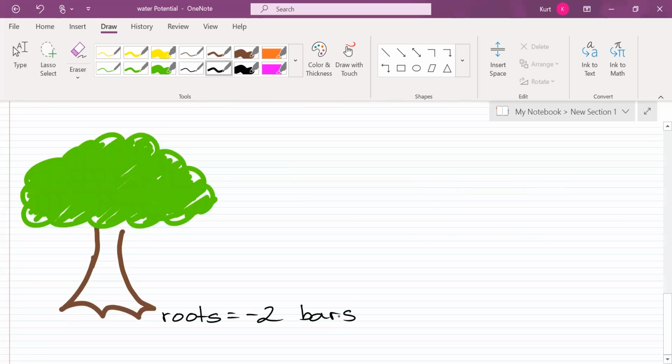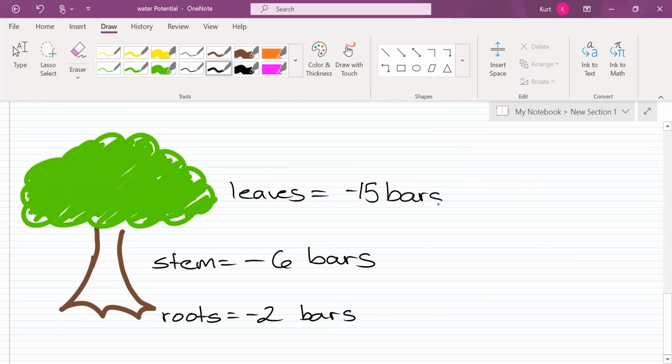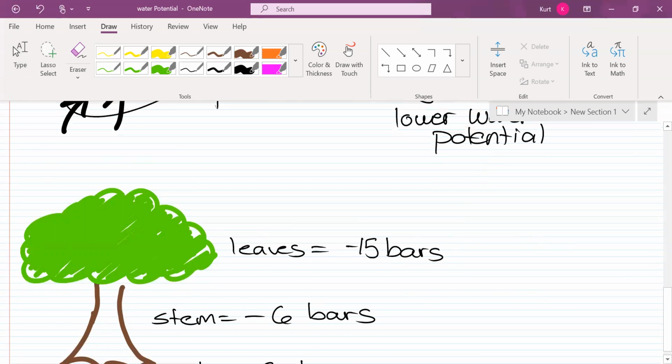In the roots, you have solutes like sugars and amylose. And then we're going to talk about the stem. Let's say the stem is -6 bars. So which way is water going to flow? Stem to roots or roots to stem? Roots to stem, that's right. Let's say up in the leaves, you have -15 bars. So water's going to go from the stem to the leaves.